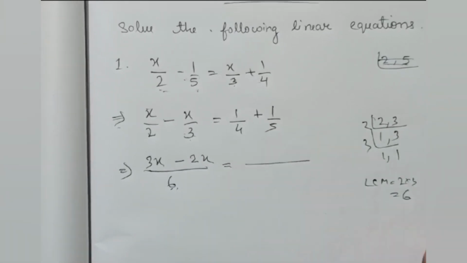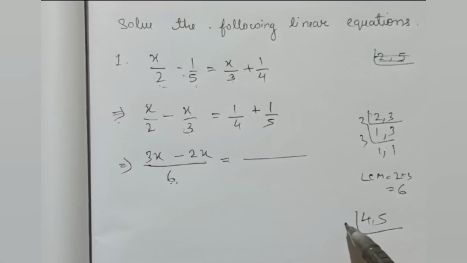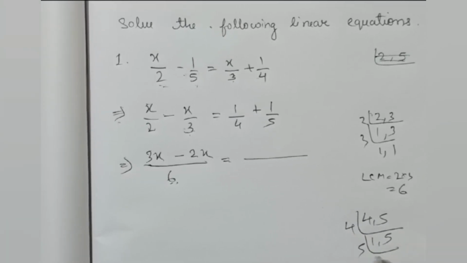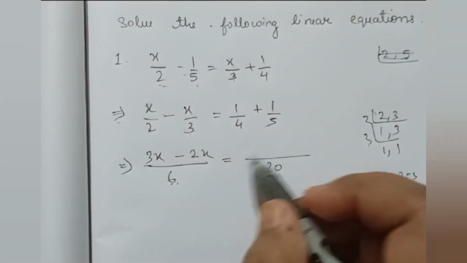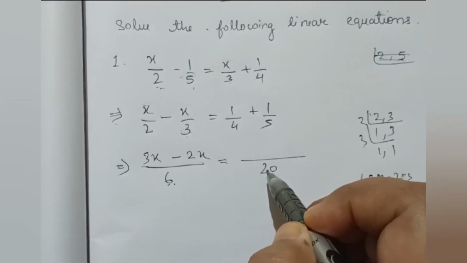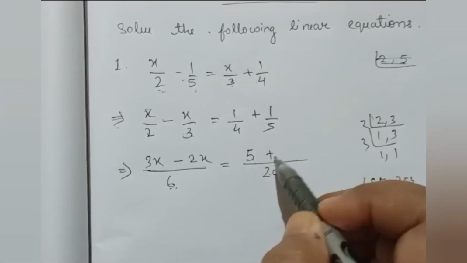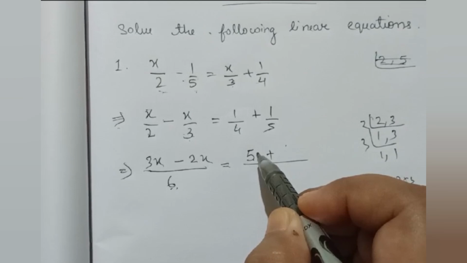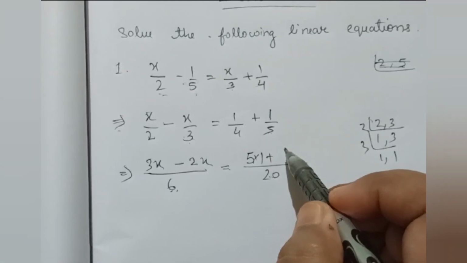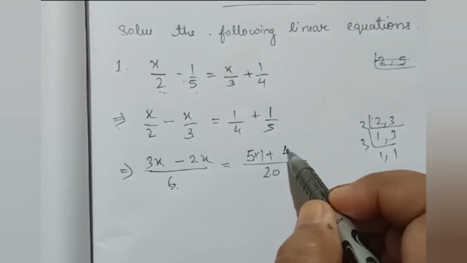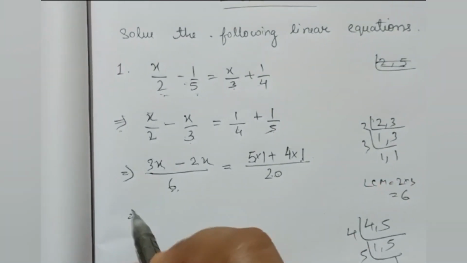Then this one, 4 by 5. Let me take 4 and 5: 4 ones are 4 and 5 ones are 5, so the LCM will be 20. 4 times how much is 20? 5. That means we multiply the numerator by 5. 5 into 1 is 5. Then 5 times 4 is 20, yes or no? That means we multiply the numerator by 4.